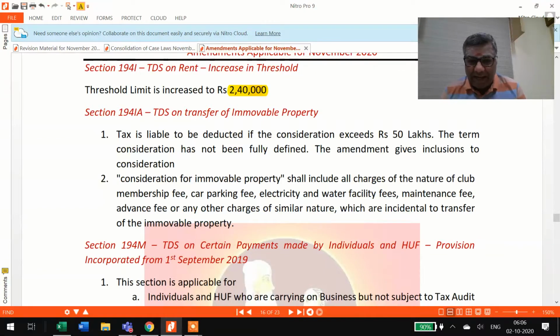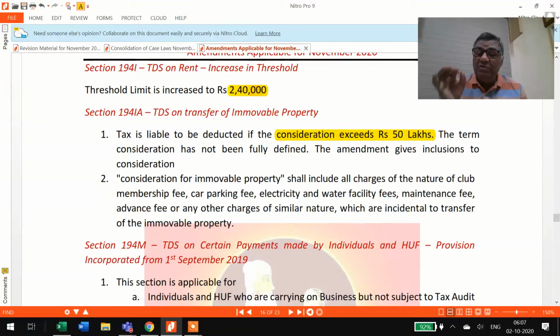A question can come in this. A question can come in the next three things which I am speaking. In this, there is a small possibility because it is a clarificatory amendment, more of a clarificatory amendment released by the lawmakers. Taxpayer is liable if the consideration exceeds 50 lakhs. In the consideration term, people started playing around with that consideration. The term consideration has not been fully defined.